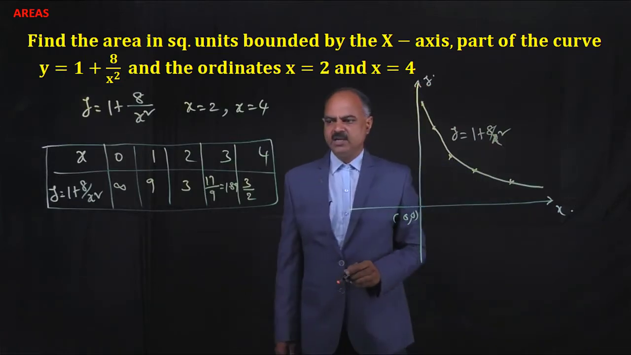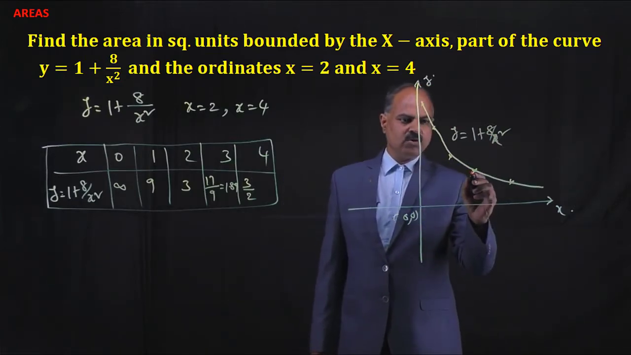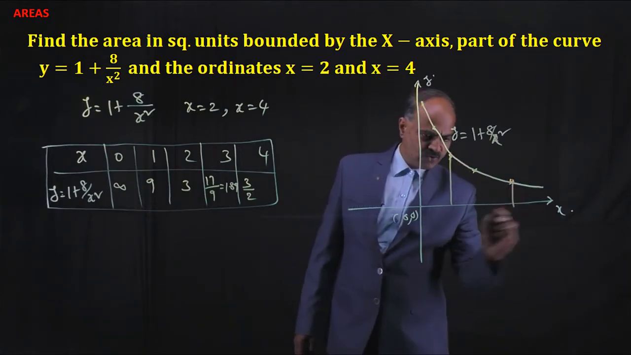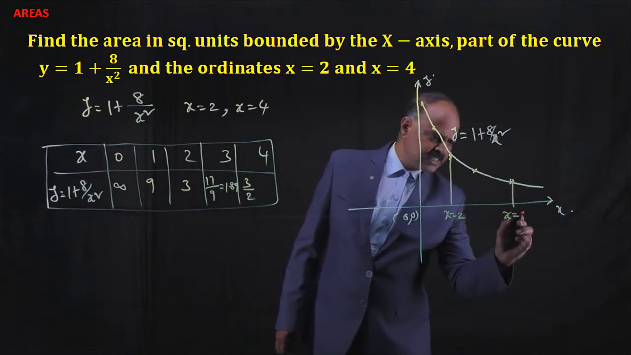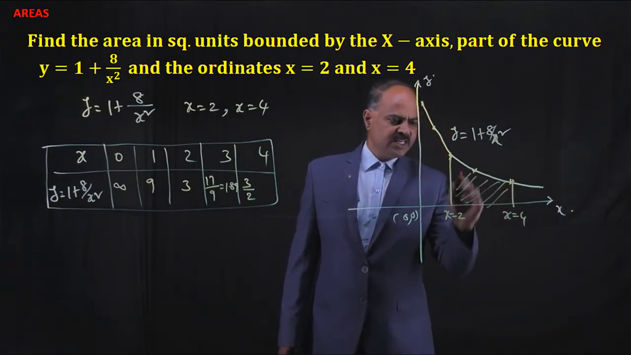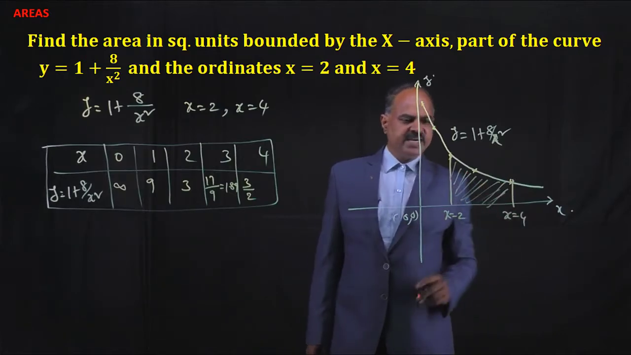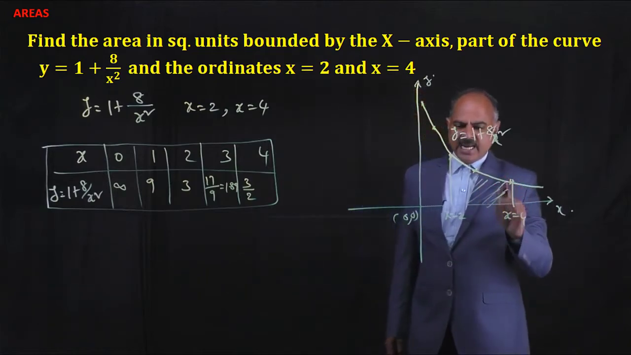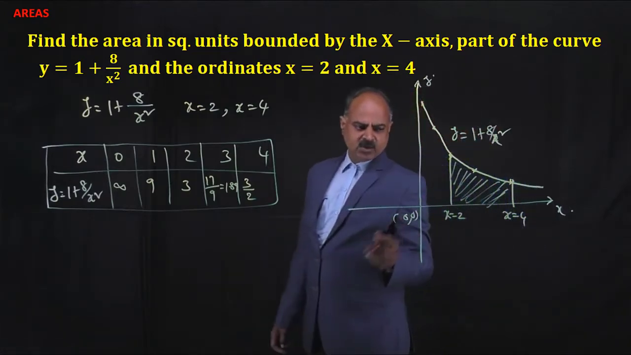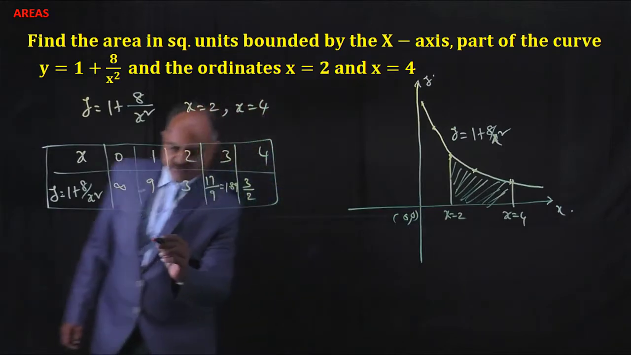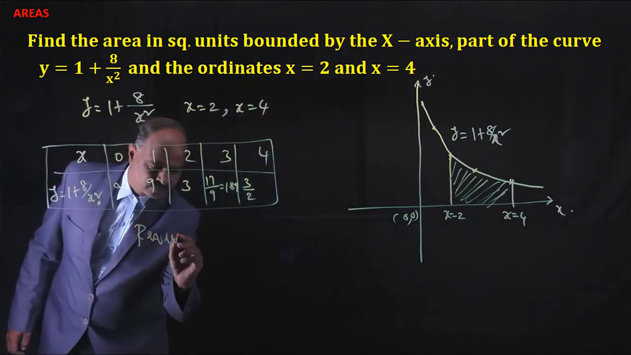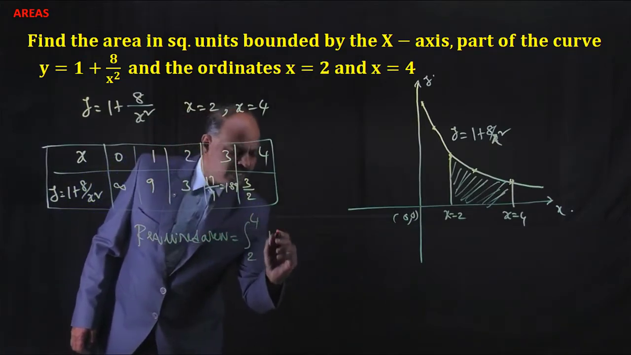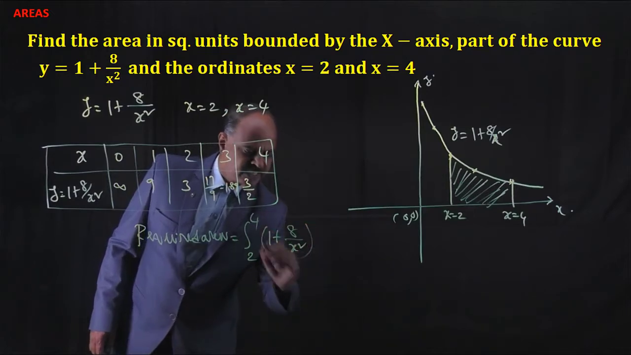In the interval x equal to 2 and x equal to 4, here 0, 1, 2, this is x equal to 2 and this is x equal to 4. So this is the required area. Required area is equal to the area under the curve y equal to 1 plus 8 by x square on the x-axis between the ordinates x equal to 2 and x equal to 4. So required area is equal to integral 2 to 4 of 1 plus 8 by x square dx.